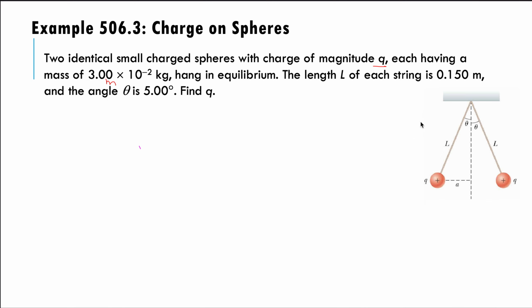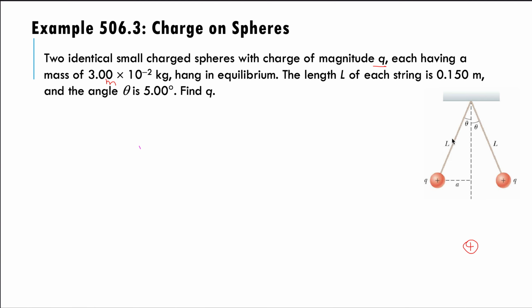So the first thing is to think, well, why did they hang in equilibrium? And this is because all of the forces are going to balance. So once we figure that out, let's go ahead and start by drawing a free body diagram. Just pick one of the charges and draw the free body diagram. I'm picking the charge on the left here.